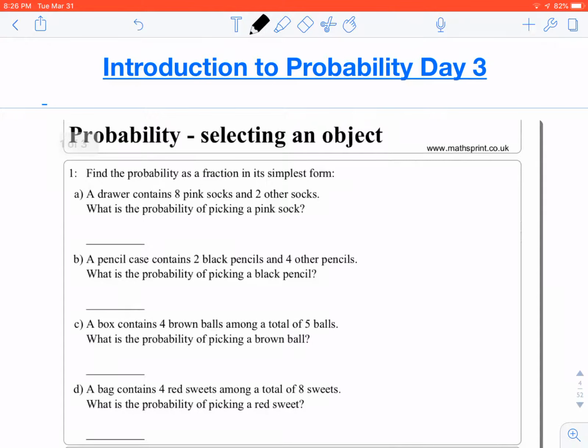Welcome to the Introduction to Probability, Day 3. This video should wrap up the basics of probability that you need before we start compound events with probability.